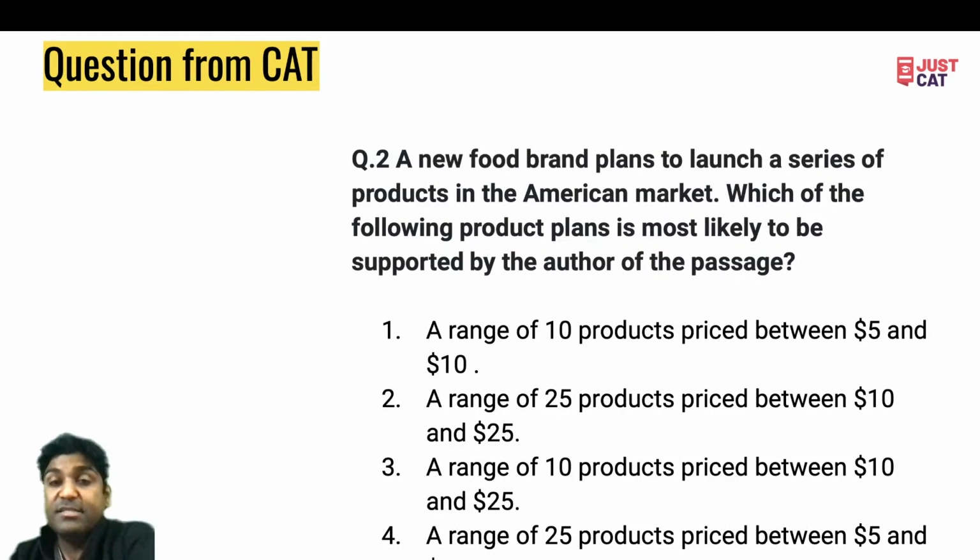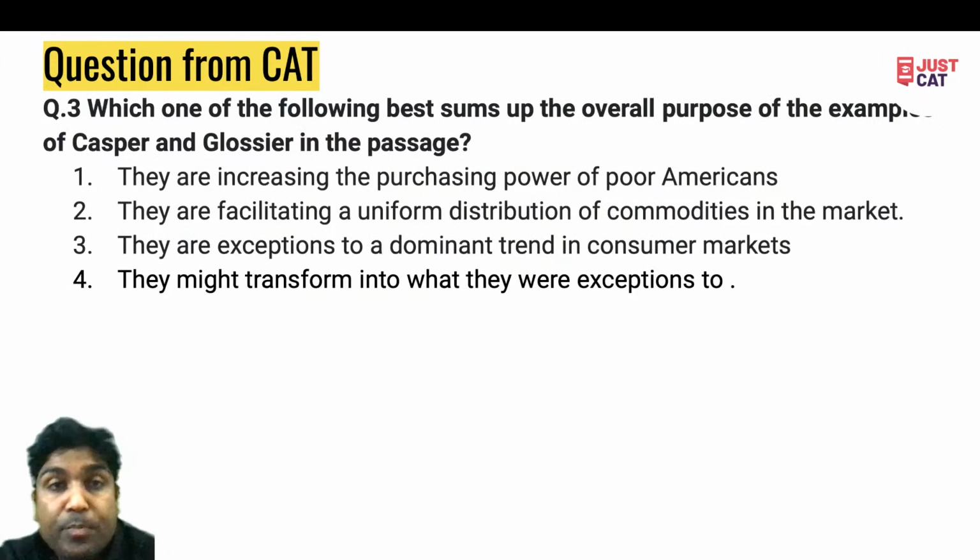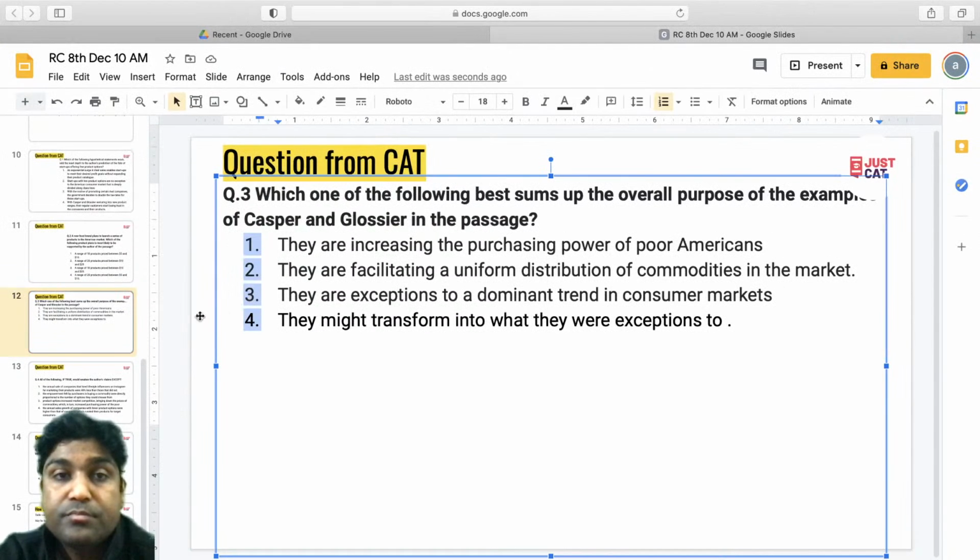Option one says a range of 10 products between $5 and $10, another a range of 25 products between $10 and $25, another a range of 10 products priced between 10 and 25, and a range of 25 products between 5 and 10. So it will be the first option, the pricing is less and the number of options are few. Number one. Okay. Next comes question number 3.